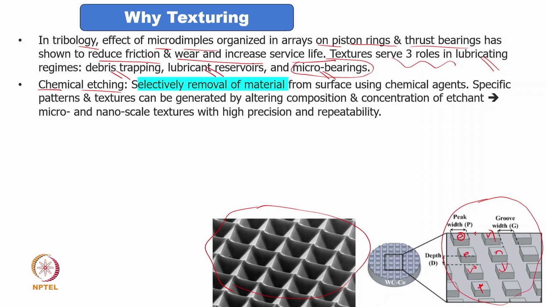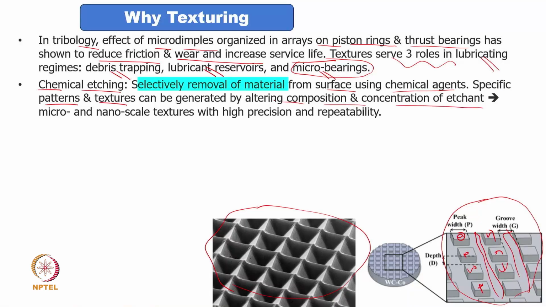That means we want to remove material from here, material from here. So this is selective removal of material from surfaces using a chemical agent. Of course, the pattern and texture can be generated based on the removal rate, whether because of corrosion or because of some displacement that needs to be done, and it will depend completely on the composition and concentration of the etchant which we are using.